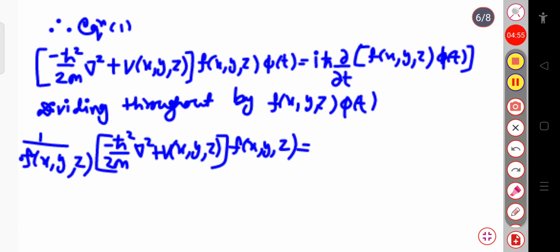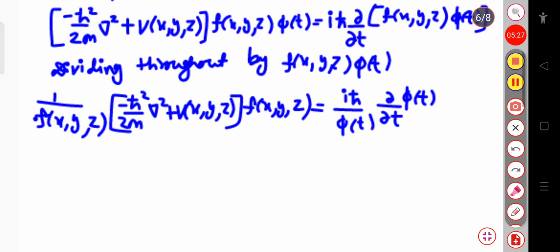similarly you can see here this dou by dou t operates on phi of t, since it is a partial derivative, so we can consider this f of xyz to be constant. Now if I divide by f of xyz and phi of t, then f of xyz gets cancelled. Then I can write i h cut divided by phi of t into dou by dou t of phi of t.